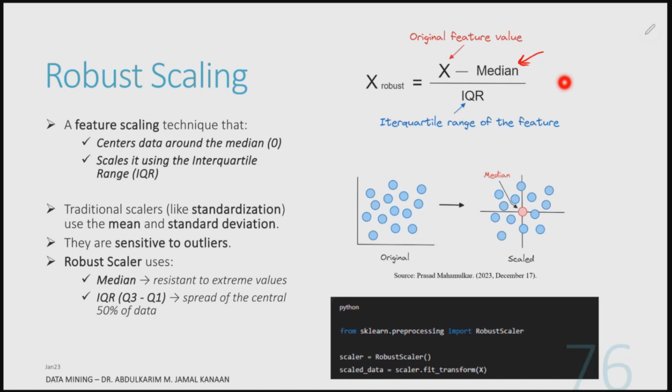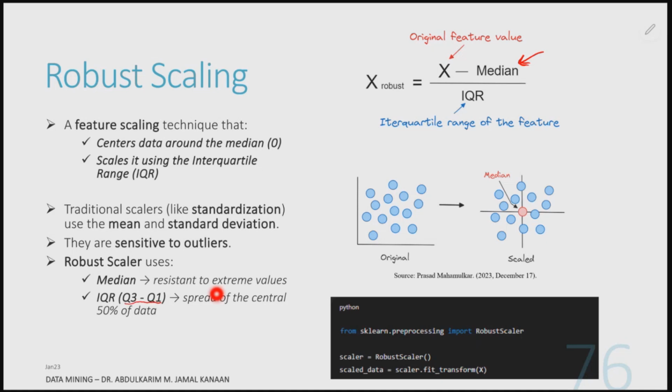The median is less affected by outliers because, as we know, you pick the value in the middle, unlike the mean, where you consider all the values inside your data set. So to calculate, you take the old value minus the median, divided by the IQR, which is the interquartile range of the feature. The interquartile range is simply Q3 minus Q1.